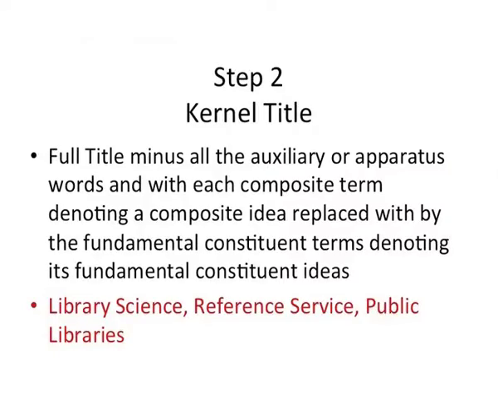Now, while thinking of those two examples: the kernel title is the full title minus all the auxiliary or apparatus words, with each composite term denoting a composite idea replaced by the fundamental constituent terms denoting its fundamental constituent ideas. So in the case of reference surveys in public libraries, it will be library science, comma, reference surveys, comma, public libraries. Whereas in Baigan ka Paudha, it will be literature, comma, Hindi language, comma, fiction, comma, short stories, and finally, if we mention a particular author, we can mention the name of the author also. So this is how the kernel title looks in step 2.